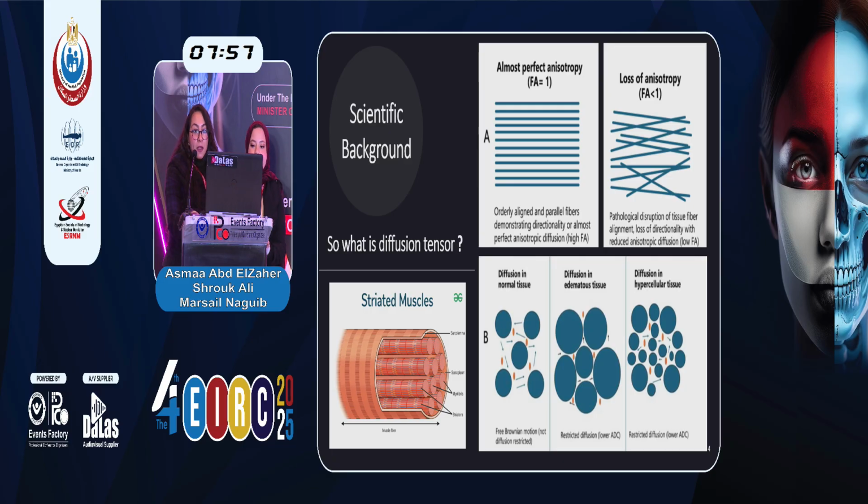So 0 means perfect isotropy, but 1 means perfect anisotropy. Perfect isotropy, which is 0, means equal movement of the water molecules along all directions equally. So my note here is that the striated muscle has high fractional anisotropy, but not equal to 1. It's called moderate fractional anisotropy.